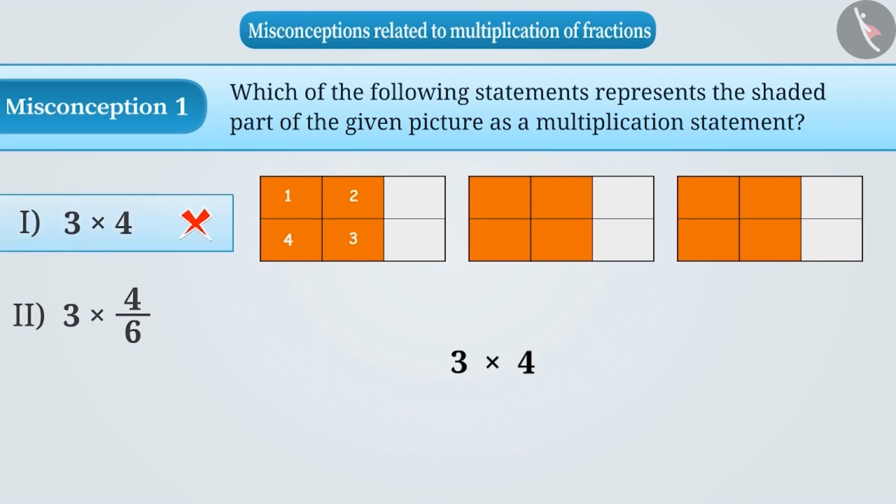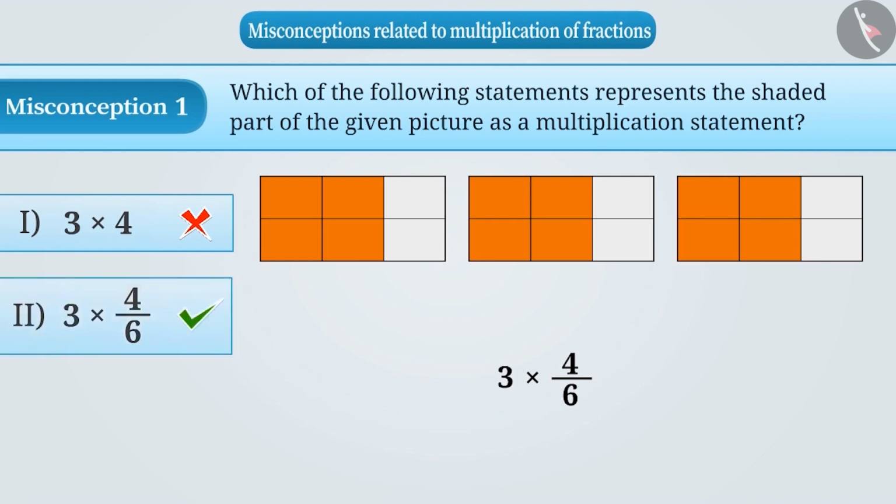However, this is wrong. The correct understanding is that 4/6 part is repeated 3 times. Therefore, while multiplying, we will write 3 into 4/6. Hence, the correct answer is option 2. It is important to note that there are 3 complete figures for each of which 4/6 part has been taken. Therefore, we can also express it as 4/6 into 3.